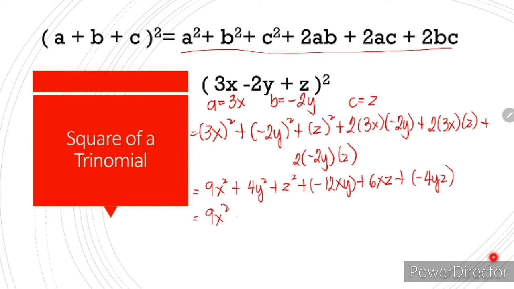Okay, next, let us simplify pa. So, 9x squared plus 4y squared plus z squared. Positive times negative is equal to negative 12xy plus 6xz. Positive times negative is equal to negative 4yz. Now, let us talk about the sum and difference of two binomials.